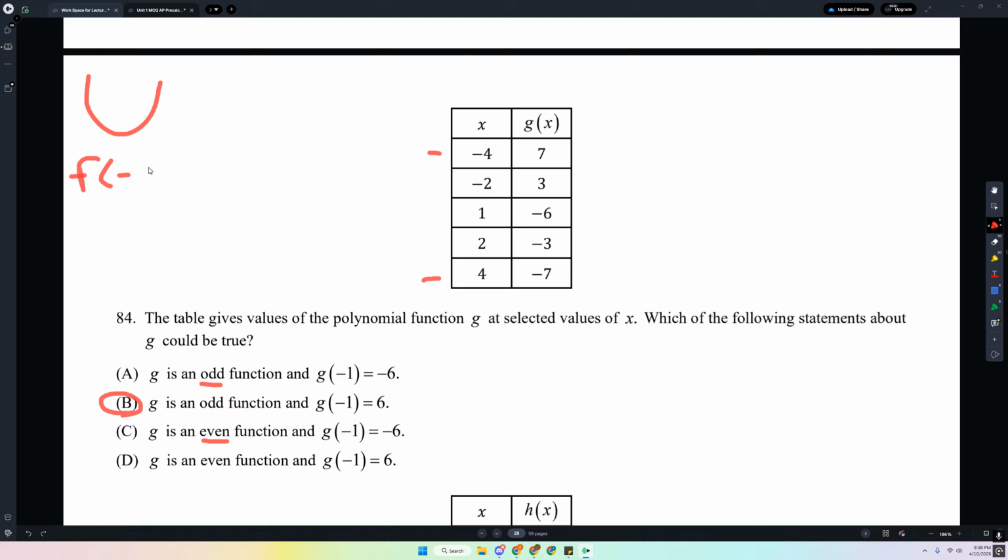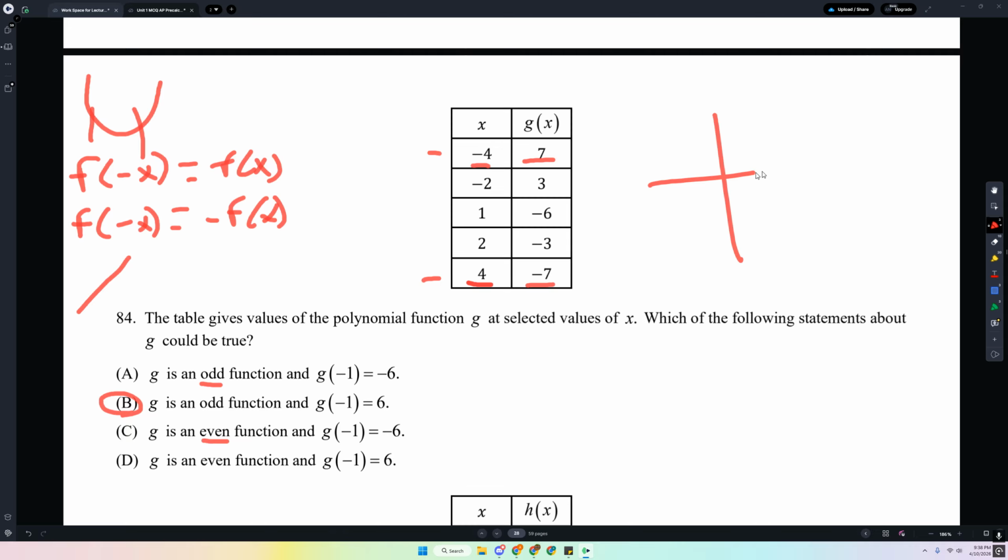So if we plug in f of negative x, it should equal f of x because it's symmetrical on both sides. But if we plug in f of negative x with an odd function, which usually looks like, let's say, a line, for example, it looks like negative f of x. So if we look at negative 4 and 7, this flips to 4 and this flips accordingly, which matches, if we remember, a cubic function. Like negative 4, 7 would be up here, and 4, negative 7 would be up here. So that matches our cubics. So that makes sense. So this is an odd function, so we know it's not C or D.